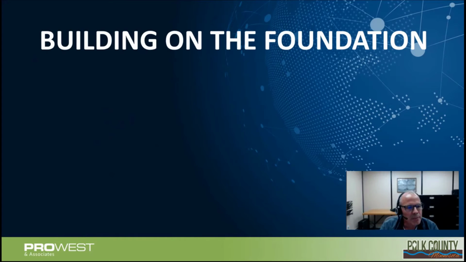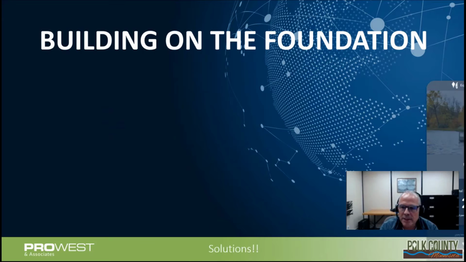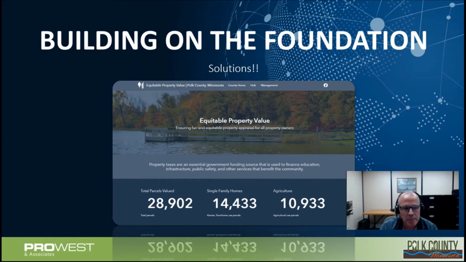With our foundation in place, it was time to make our land records, data, and solutions available to the public. The question was, what is the best way for us to do this? We decided to go with EPV, Equitable Property Value Initiative. This would allow us to organize, build, and present our land record information in a user-friendly visual approach. The template was there. We just needed to incorporate our resources and make changes and additions where needed.